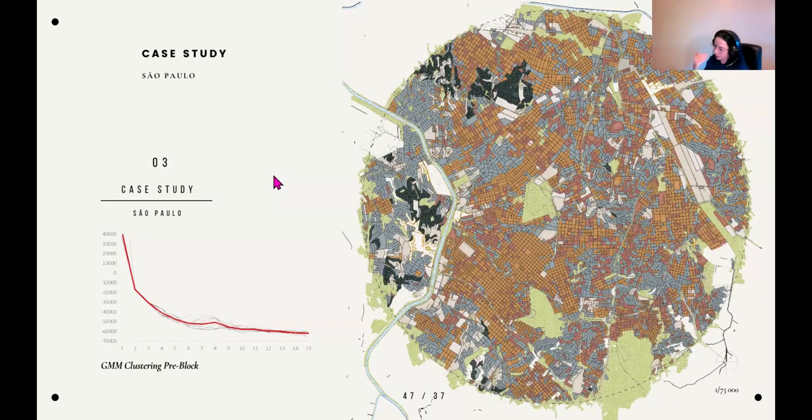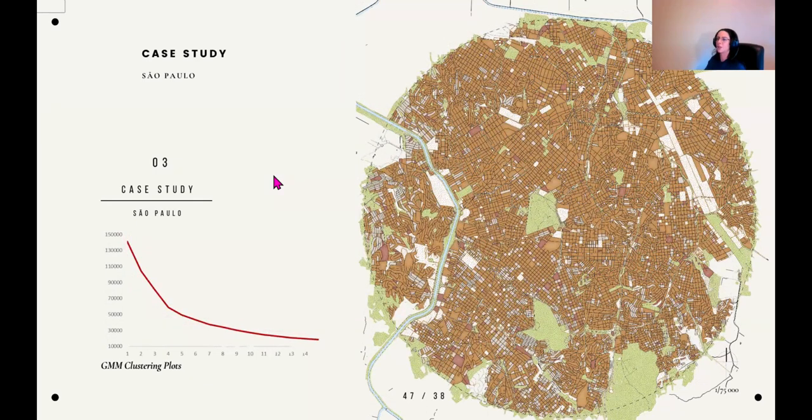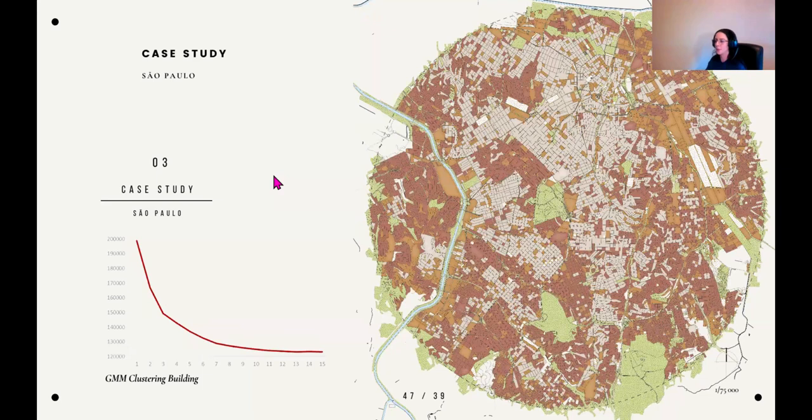So again, we ran the clustering for each element separately. We used the GMM clustering. We ran it like 10 rounds of it just to double check if the best value was consistent to define the number of clusters. So the same thing was done to the blocks, the same thing was done to the plots, and the same procedures for the buildings.